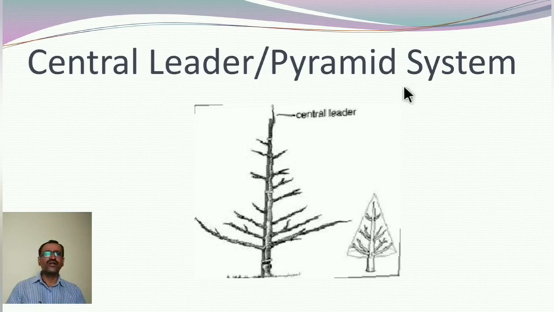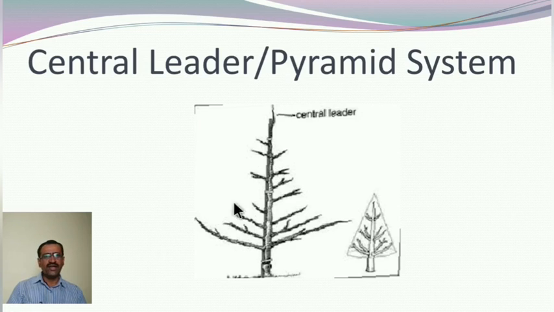It is also known as the pyramid system. Let us see in the figure. The shape of the plant is like a pyramid. This is a pyramid-like structure, and it is developed with the help of a training practice. Let us see here, the branches nearer to the ground are larger, and the branches in the air, at the uppermost part of the tree, are very short.